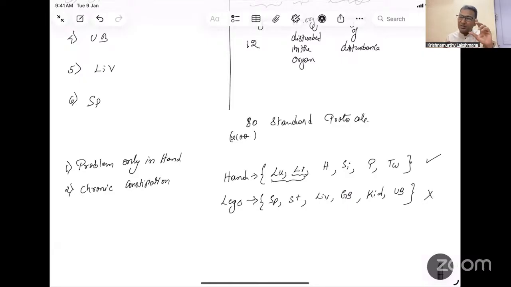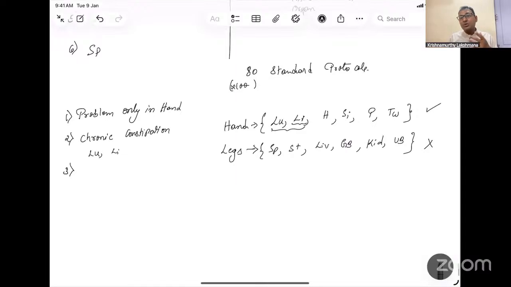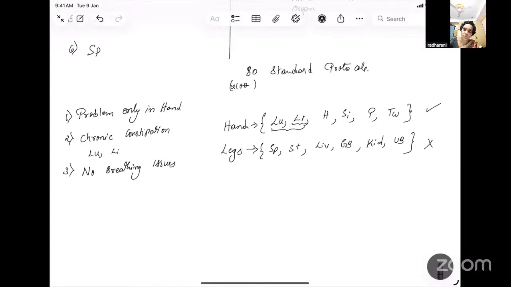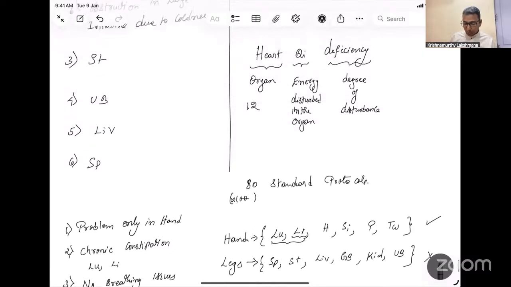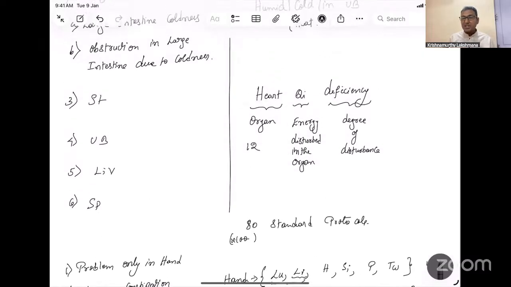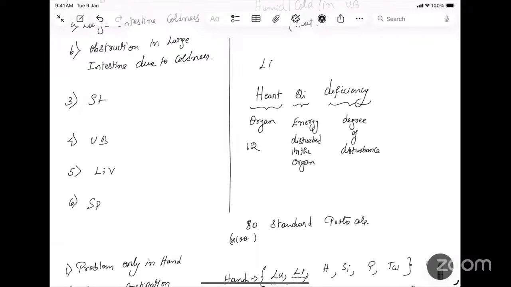when they say constipation, we have to think of both organs, the paired organs. So here I have lungs and large intestine. It is further reduced to lungs and large intestine. And third, no breathing issues. So from two, it became one. Lungs is not a problem. The problem is in the large intestine. Out of these things, I got the organ. So the organ is large intestine.